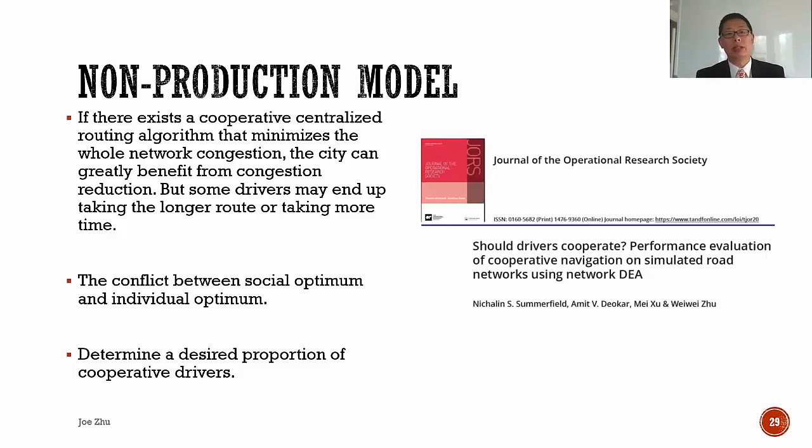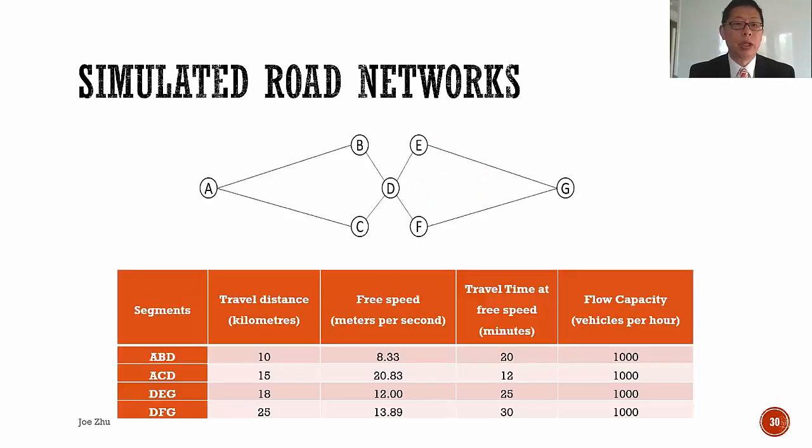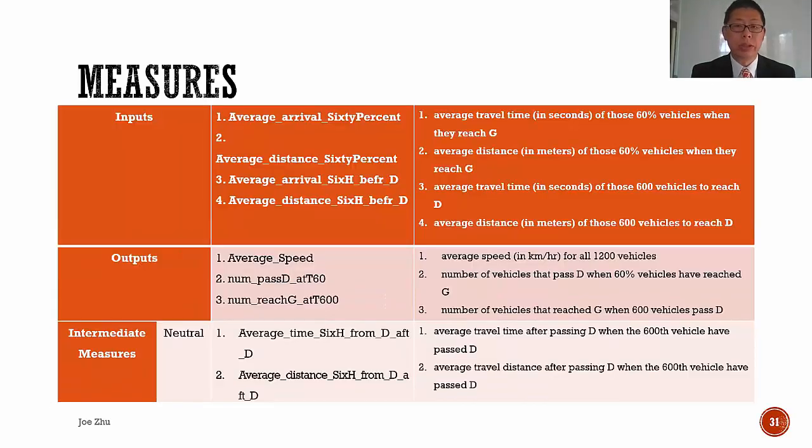So this is really a production theory model. It's purely trying to build a congestion index. So it's really a purely composite index approach by using the DEA. So they have the simple roads, the networks in there. These are the measures that they use. They build a network DEA model.